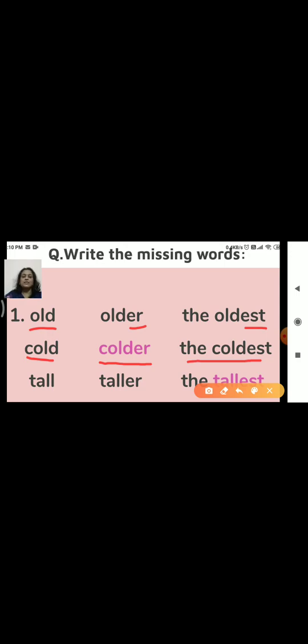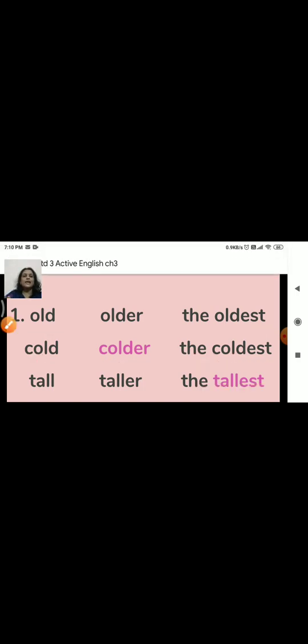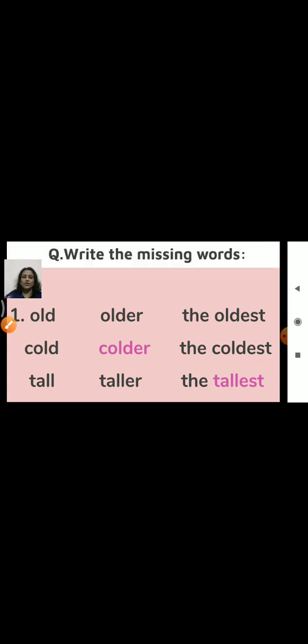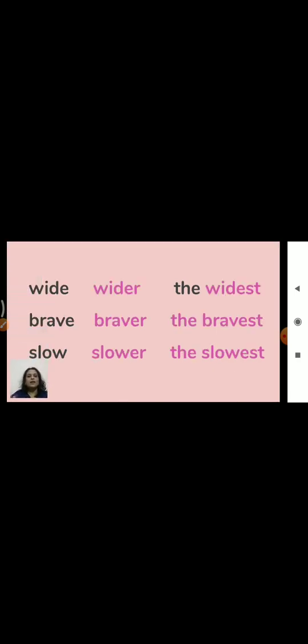Then comes the next one. Okay, in your book you can see tall, taller, and the dash. Now we have to find out the superlative degree. So what will come here? Tall, taller, and in superlative degree what do we add? EST, right? So what will you get? You will get tallest. Followed here? So tall, taller, tallest.